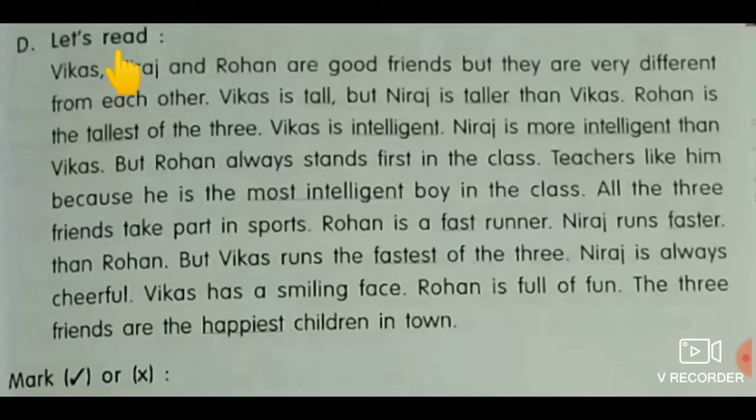In the reading section, we have a story. Vikas, Neeraj and Rohan are good friends, but they are very different from each other. Here, three members, children. These are good friends. Who are they? Vikas, Neeraj and Rohan. Okay? But they are different from each other. Vikas is tall, but Neeraj is taller than Vikas. Rohan is the tallest of the three.